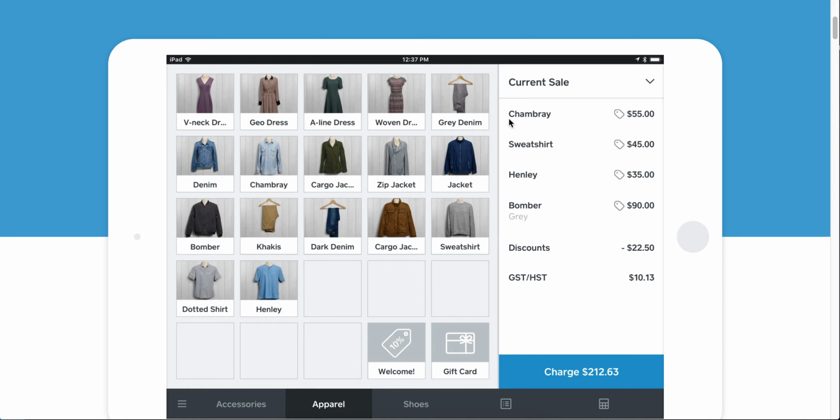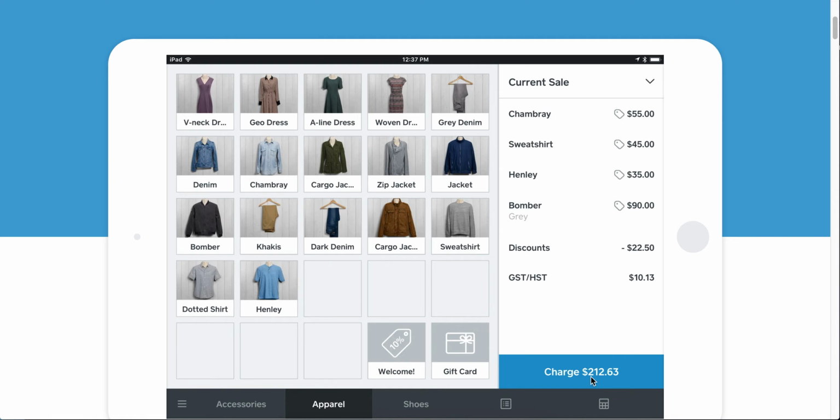You don't have to say what they are, just the price points of what they are. And then down here, they will have the blue box that tells you what you're charging the customer. When you click that button, it then brings it up so that you can take payment.